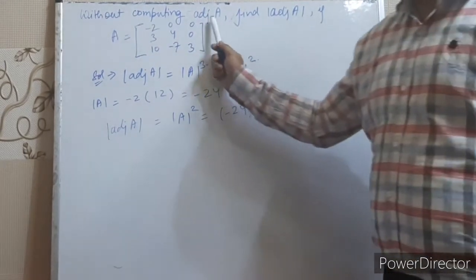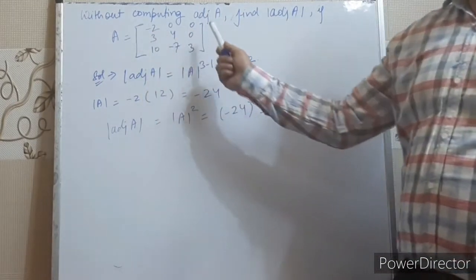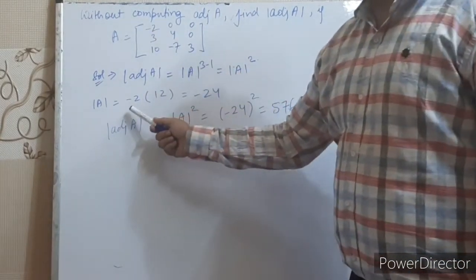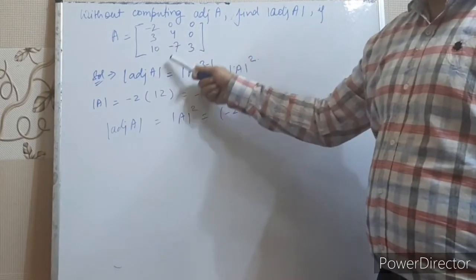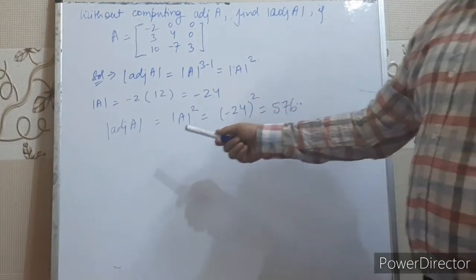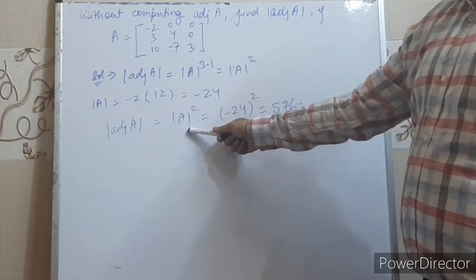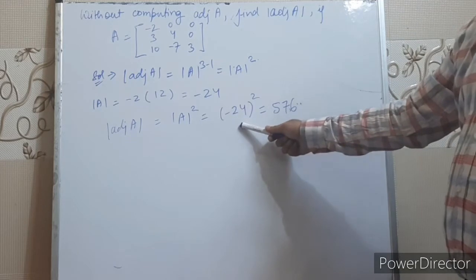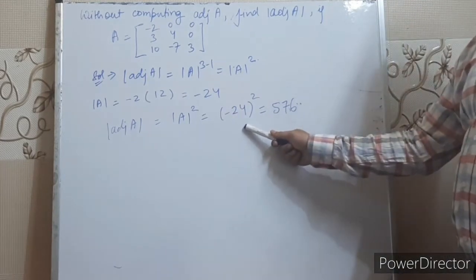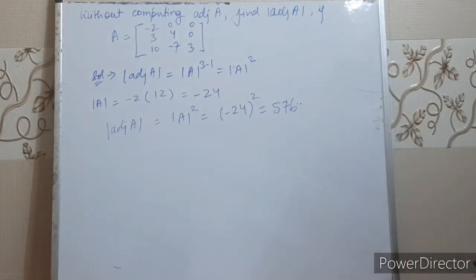Now if you find the value of the determinant of this matrix, what will you get when you expand with row 1? Minus 2, 12 minus 0, it will be minus 24, right, children? So the determinant of adjoint A equals determinant of A squared, that means minus 24 squared, and the square of 24 is 576. So the value of determinant of adjoint A is 576. Please note down.